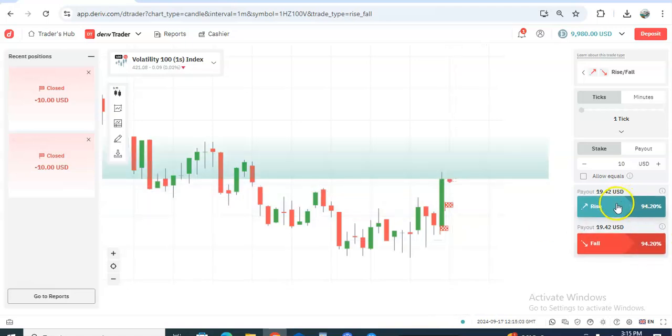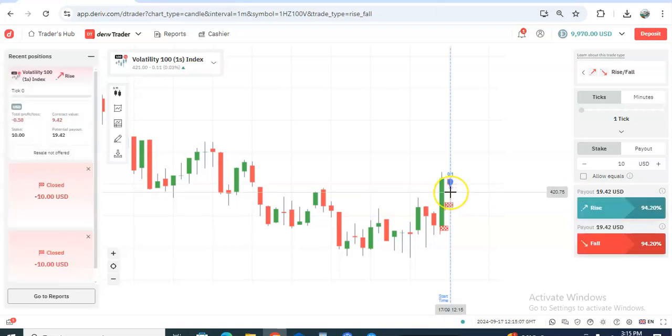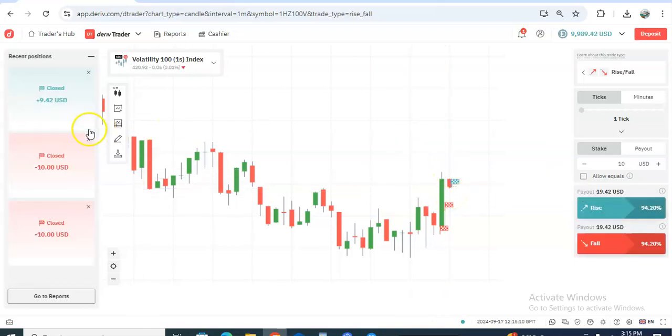As you can see, it's a green, so we are going with rise. 1, 2, 3. This is the third one. So as you can see, we have our profit. I hope you have understood this.